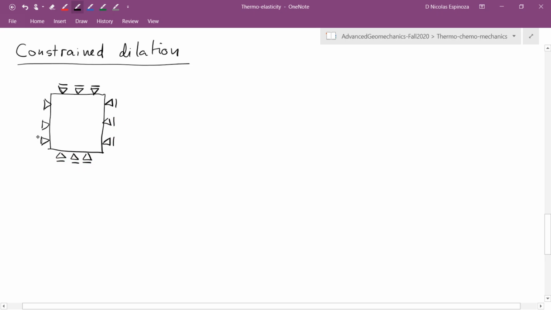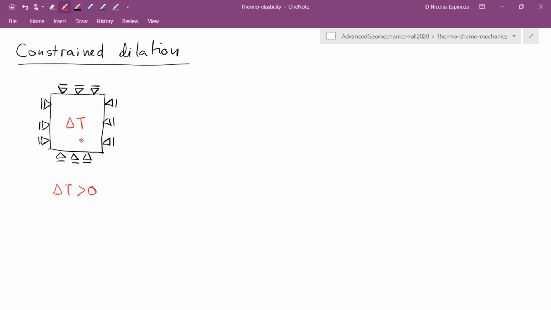These schematics, these triangles, are meant to represent rollers. And I'm going to increase the temperature here. What do you think is going to happen? If I don't let the solid expand, what would happen? Well, the answer is that if you increase the temperature and this solid tries to dilate, but it can't, as a result, it's going to develop a thermal stress.